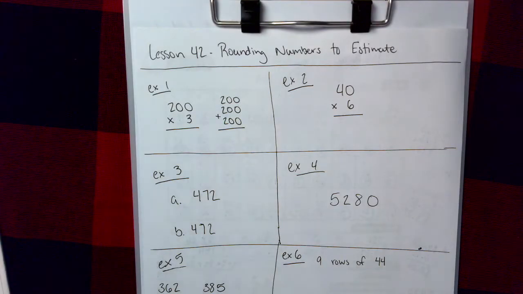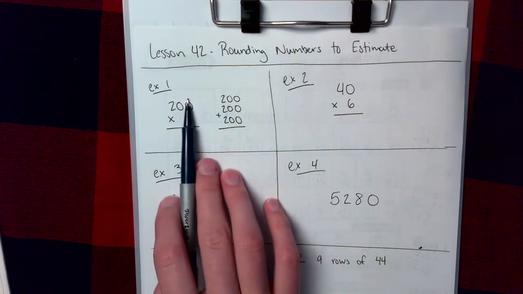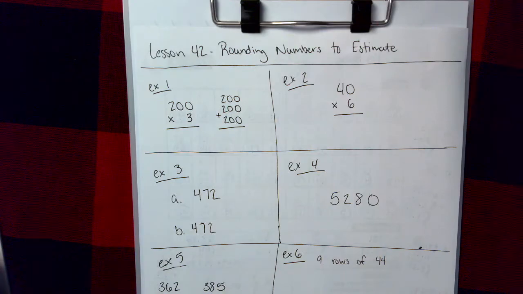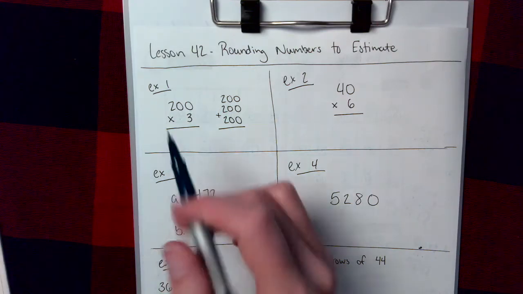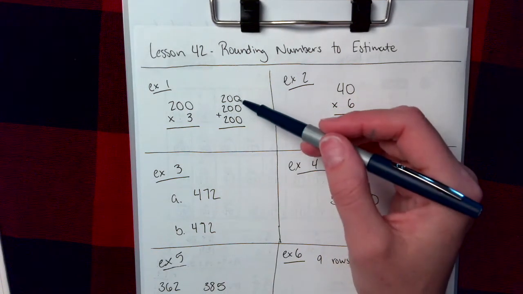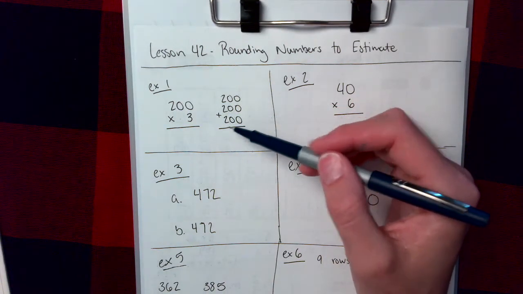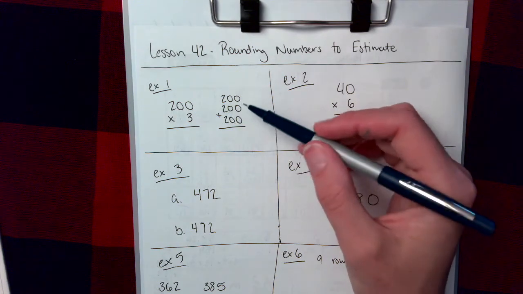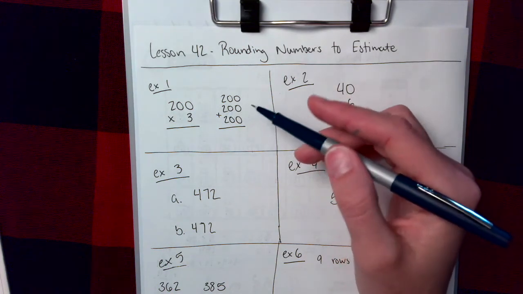Today you will learn how to use rounding numbers to estimate. The first example that we have is we need to find the product of 200 times 3. Now, if we're saying 200 times 3, that's really 3 groups of 200, so we could either do 200 plus 200 plus 200 or 200 times 3.